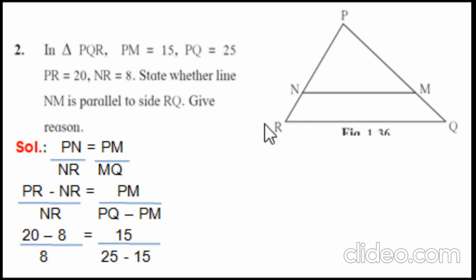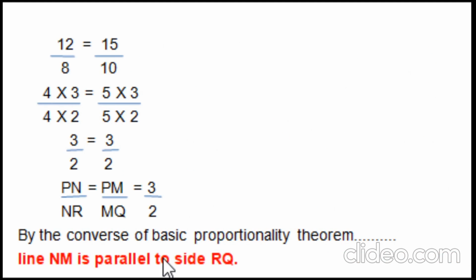PN is equal to PR minus NR. NR is given. Then PM is given. MQ is not given. So how to find MQ? That is PQ minus PM. Now putting the values, 20 minus 8 upon 8, and 15 upon 25 minus 15. 12 upon 8, 15 upon 10. Factorizing, 4 threes are 12, 4 twos are 8, 5 threes are 15, 5 twos are 10, 4 cancels, 5 cancels, we get 3 upon 2 is equal to 3 upon 2.